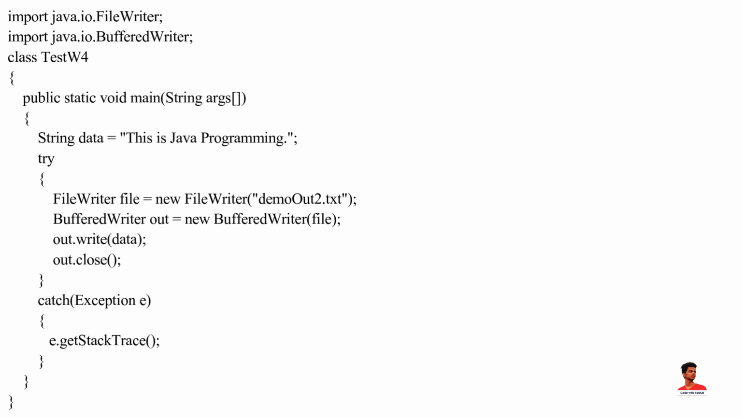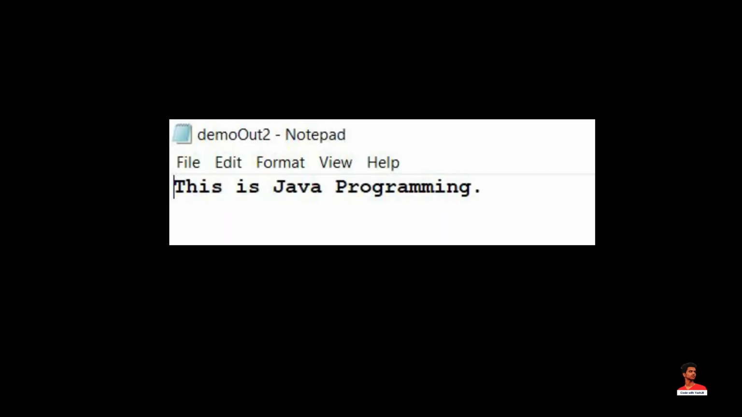In this example, we have created a BufferedWriter named out along with a FileWriter. The BufferedWriter is linked with the demo out2.txt file. To write data to the file, we have used the write method. Here when we run the program, the demo out2.txt file is filled with this content.